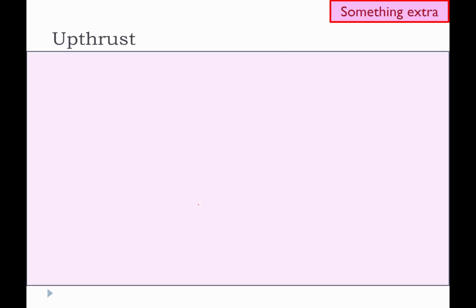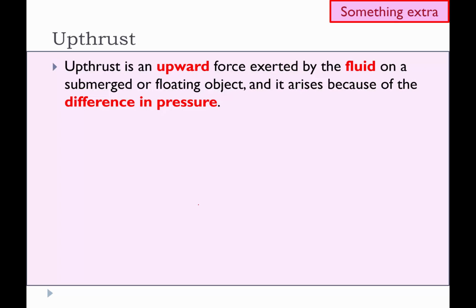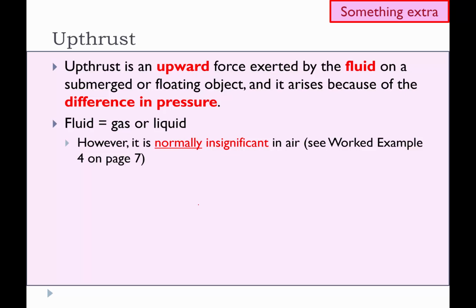So now, upthrust once again is the outward force exerted by the fluid on the submerged or floating object, and it arises because of the difference in pressure. So fluid can be gas or liquid. But in air, air's density is normally small, and based on what I described just now, density contributes to upthrust.